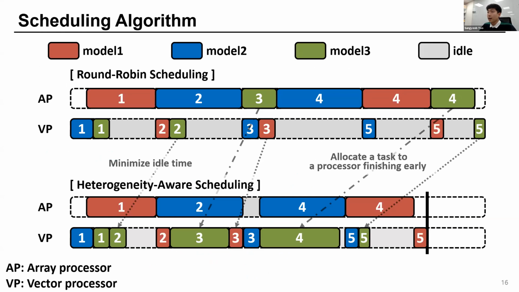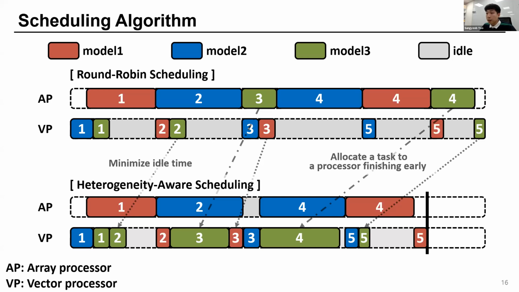Continuing on the characteristics of HAS, here is an example of a scheduling scenario in a single VA cluster. The color of the box represents each request, and the number in the box represents the order of the task within the request. The gray box represents the idle time when the processor does not perform computation. The above timetable shows the result when scheduling with round-robin scheduling, and the bottom timetable shows the result when scheduling with HAS. The round-robin algorithm chooses the task from the task queue in turn and assigns it to whichever of the array processor or vector processor can perform the task. On the other hand, HAS maximizes the utilization of heterogeneous resources by minimizing the idle time of each resource based on the execution time estimation.